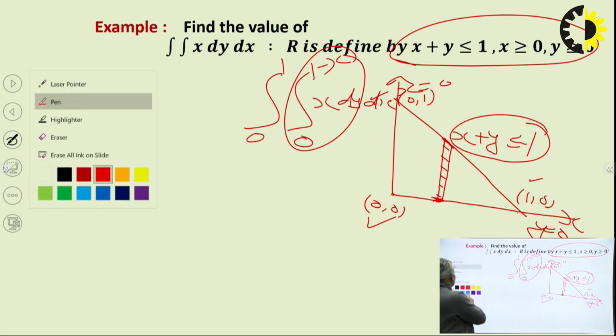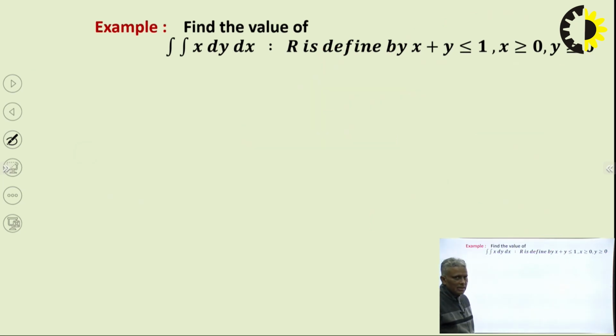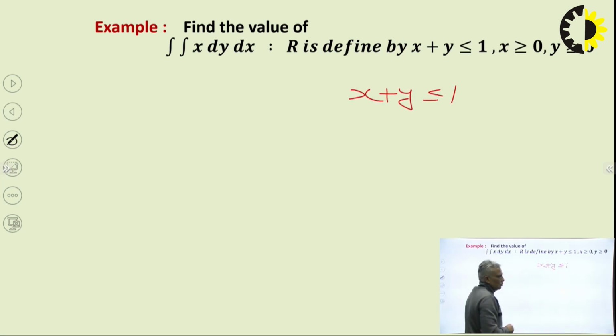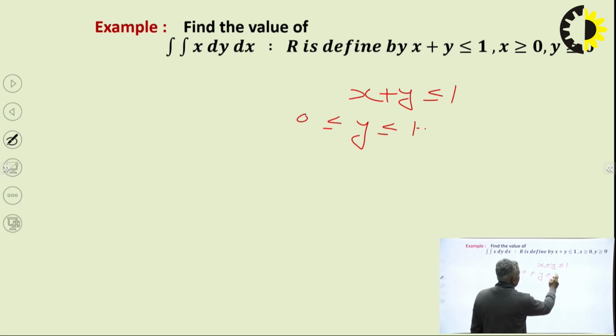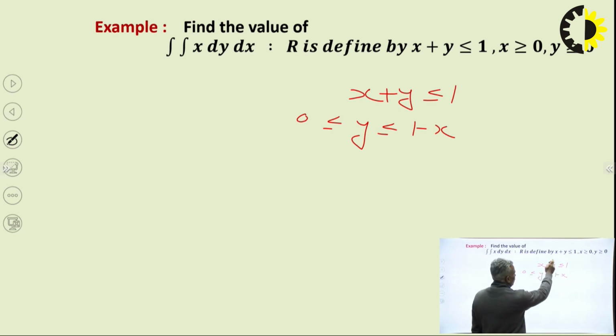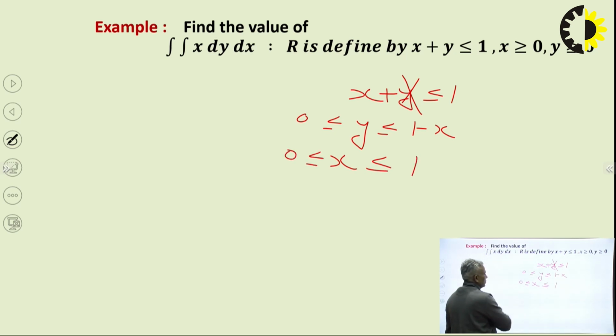Now there is another method to solve the problem without using the graph, but in engineering we always take the limit through the graph. In the other method, suppose I want to use x plus y less than or equal to 1. First, to calculate the limit of y: y is less than or equal to 1 and greater than or equal to 0, and I write it this way. So the limit of y will be 0 to 1 minus x. After calculating the limit of y, we eliminate y, and the limit of x will be less than 1 and greater than 0, in this way.